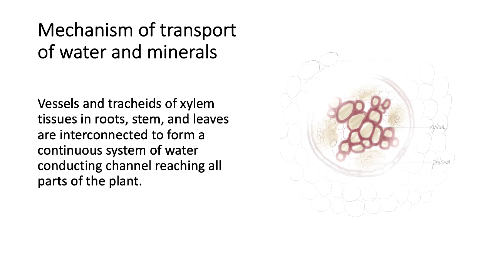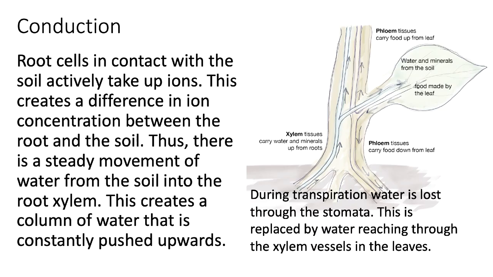Vessels and tracheids of xylem tissues in roots, stem, and leaves are interconnected to form a continuous system of water-conducting channels reaching all parts of the plant. Root cells in contact with the soil actively take up ions. This creates a difference in ion concentration between the root and the soil. Thus, there is steady movement of water from the soil into the root xylem. This creates a column of water that's constantly pushed upwards.